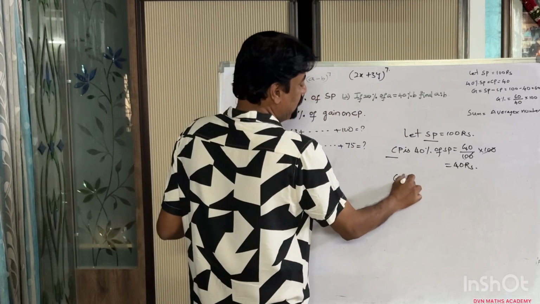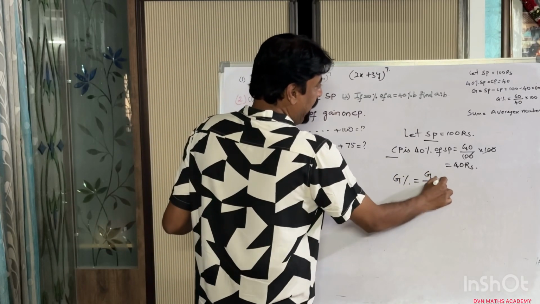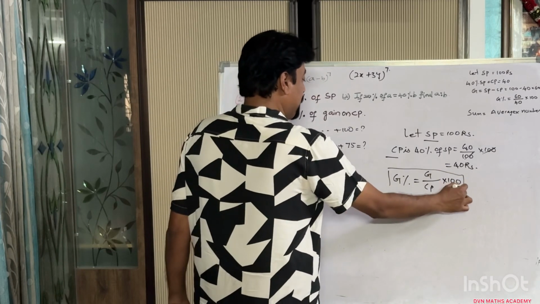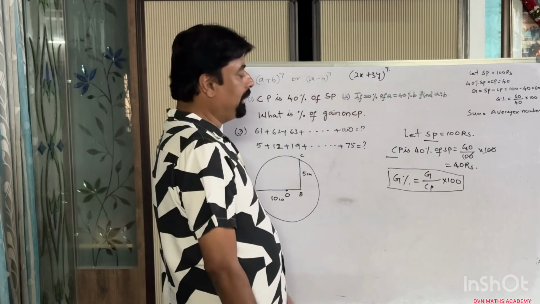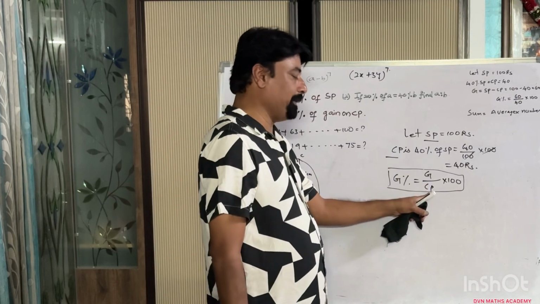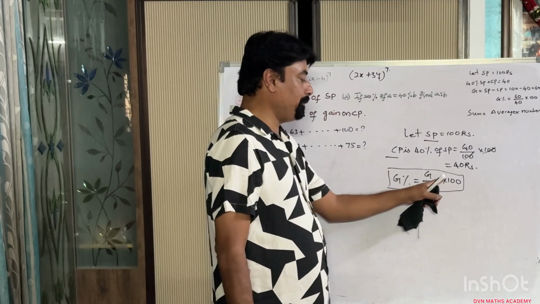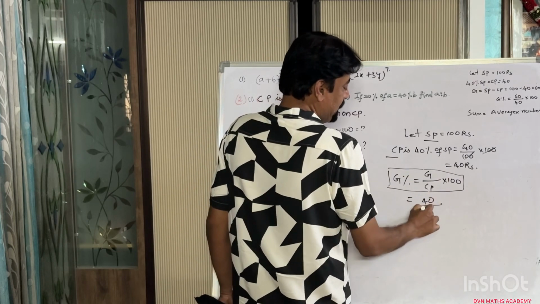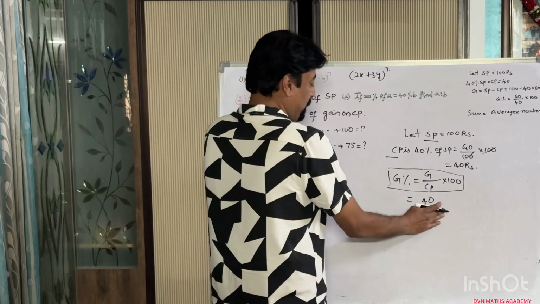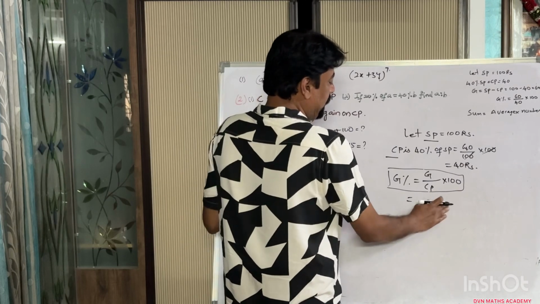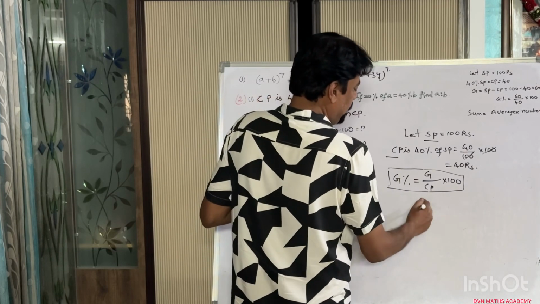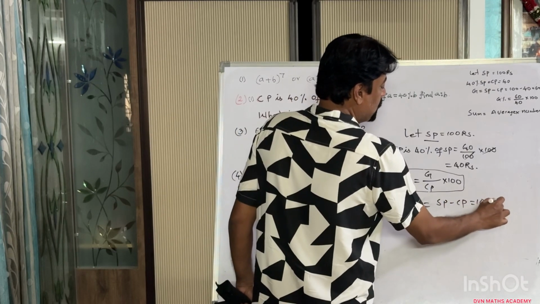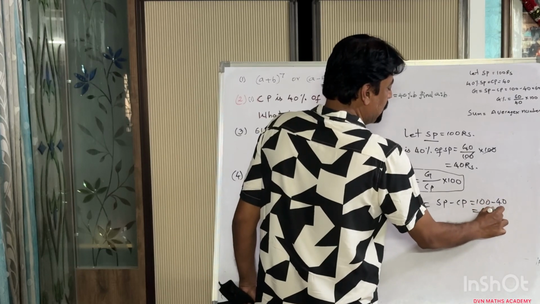Gain percentage is equal to gain by CP, cost price, into 100. This formula everybody knows. If you want to find the loss percent, it means loss by CP. CP will not change. Loss percent means loss by CP into 100. Here, according to my question, SP is 100 rupees and my CP is 40 rupees. My gain is equal to SP minus CP, that is equal to 100 minus 40. I got 60 rupees. This is my gain.